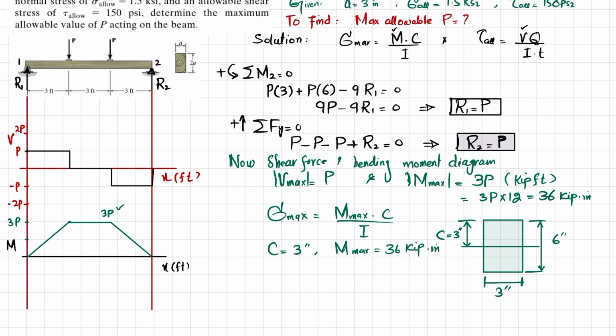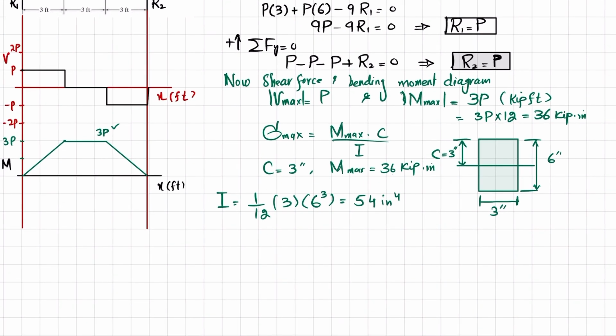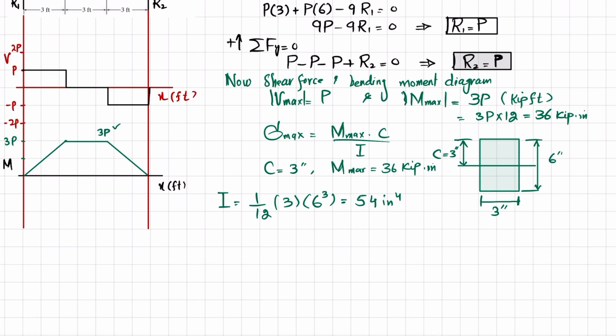Now we do not have I, so I for this rectangular cross section is equal to 1 over 12 times its width, which is 3, and height is 6, so 6 cube. So when you solve this, you will get 54 inch power 4. Okay, so you can just put it in this formula.